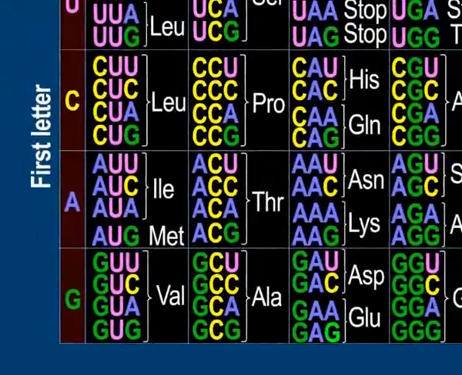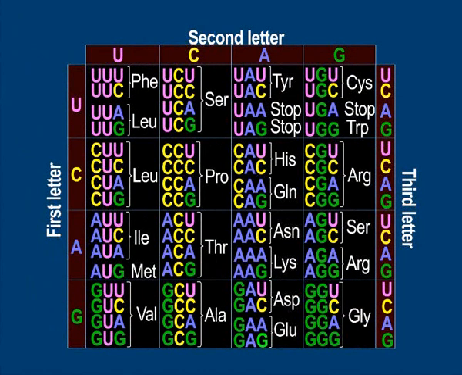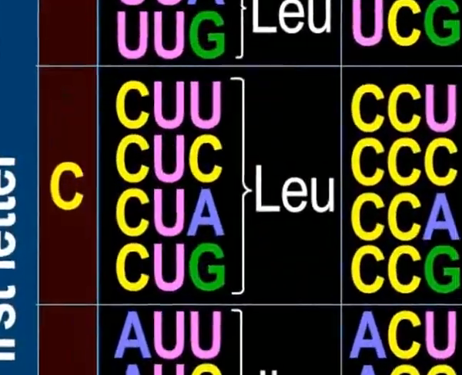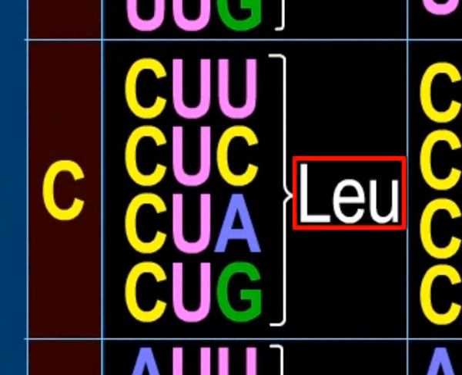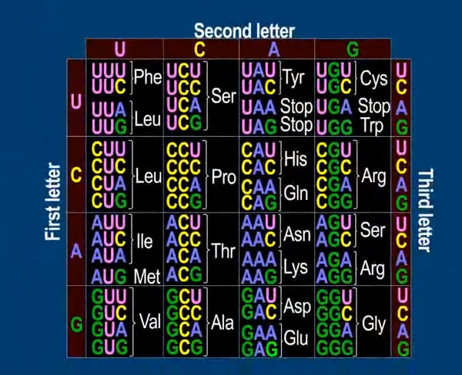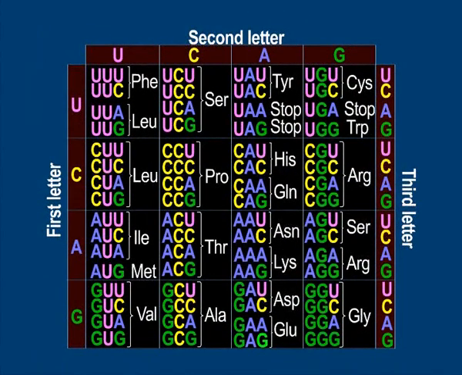With the number of codons exceeding the number of amino acids, several codons can code for the same amino acid. For example, in this family, you see all 4 codons are coding for the same amino acid, that is leucine. 61 codons code for amino acids and 3 codons do not code for any amino acid. They function as stop codons.